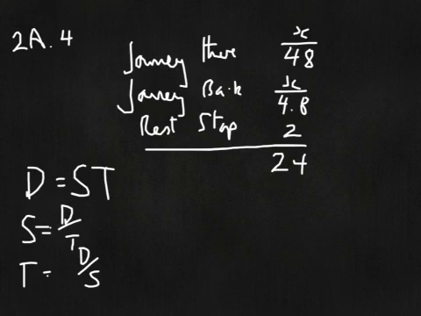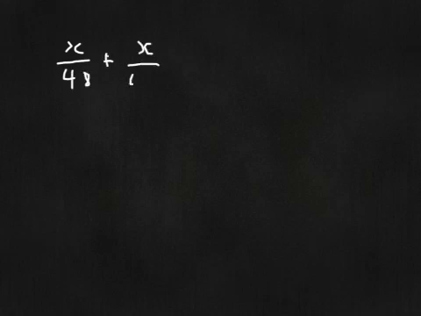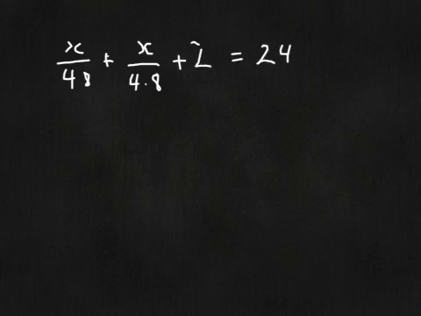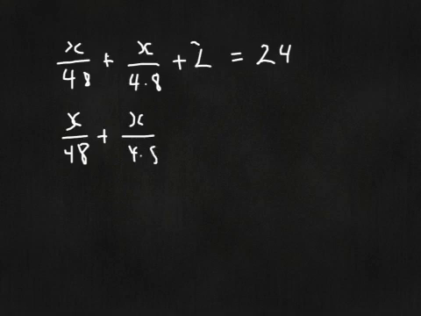So that's where we're going to get our equation from. The equation is x over 48 plus x over 4.8 plus 2 equals 24. We can rearrange that a little bit. x over 48 plus x over 4.8 equals 22. That's where we subtracted 2 from both sides.